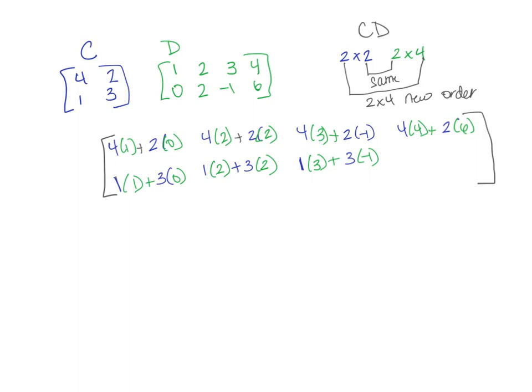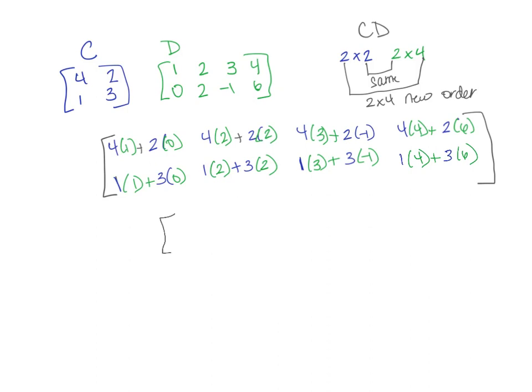All right, so now I have that very last entry I need to figure out, which is going to be my second row and my fourth column. So I'm going to have 1 times 4 plus 3 times 6.